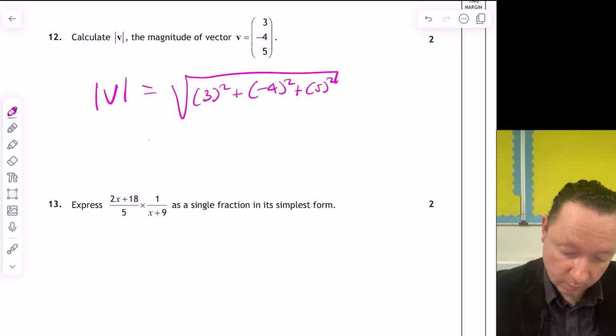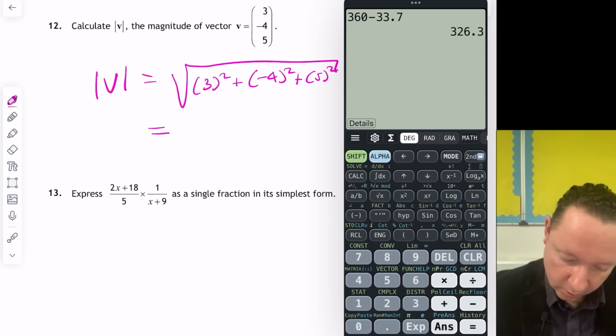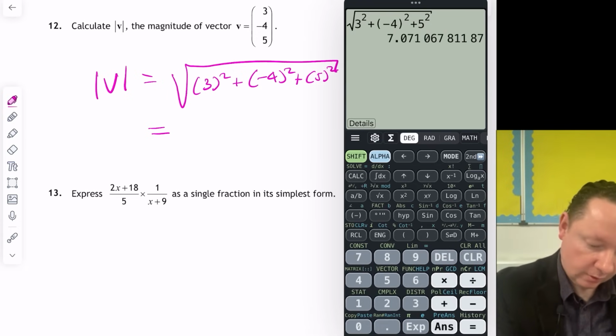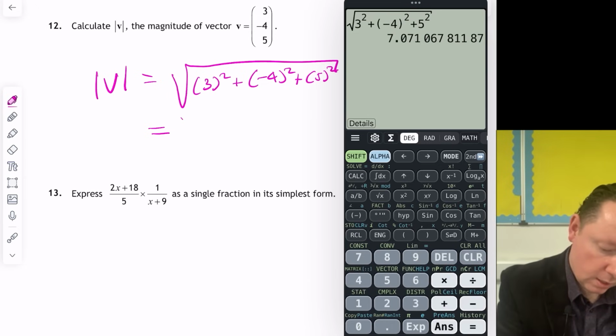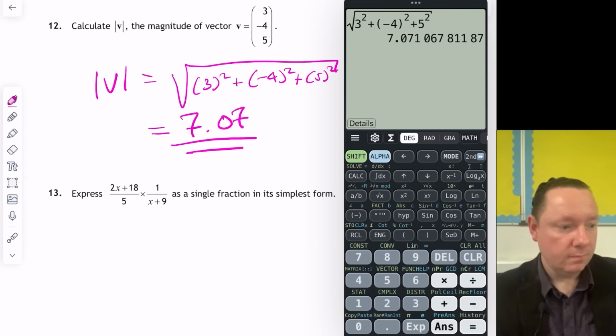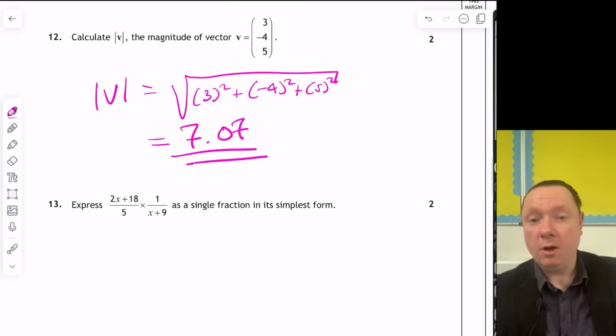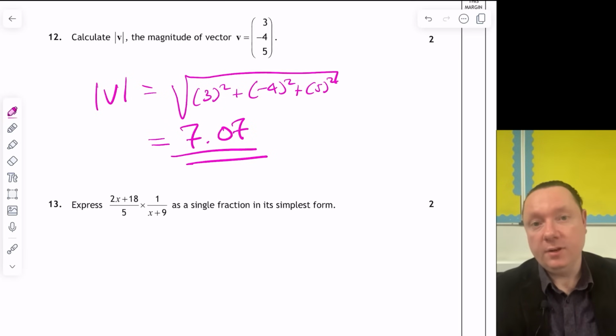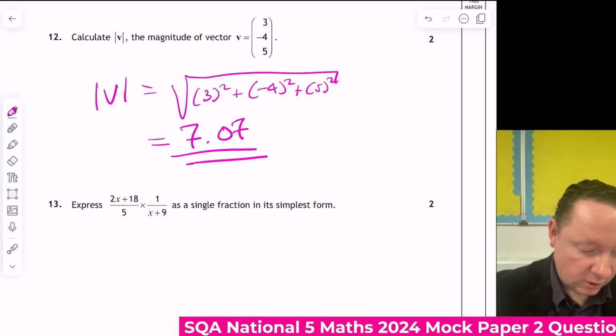It's just a calculator job, guys. There's no reason to do it without. Square root of 3 squared plus minus 4 squared plus 5 squared is 7.07. And we're done there. Now, a non-calculator question on this would maybe ask you to leave it as a simplified surd, but since it's a calculator question and doesn't mention anything, just leaving it to a reasonable number of decimal places is fine.